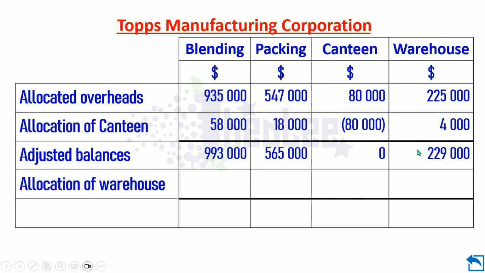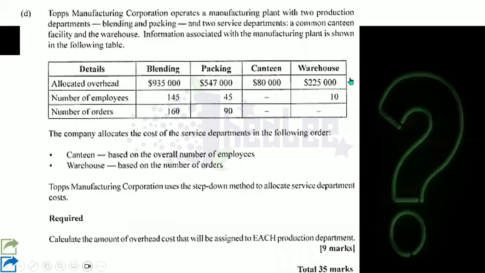Now the warehouse has a value of $229,000 in it as overheads. So this is what we're going to share between the two cost centers, blending and packing. So we're going to reduce the warehouse of that cost by showing that in brackets, $229,000. And we're going back to the question to get our details as it relates to how we're to share or where to allocate the warehouse cost.